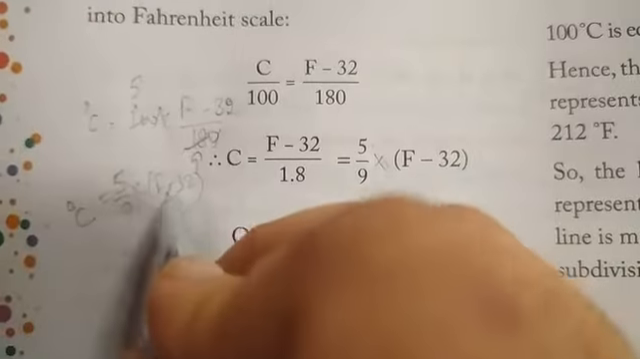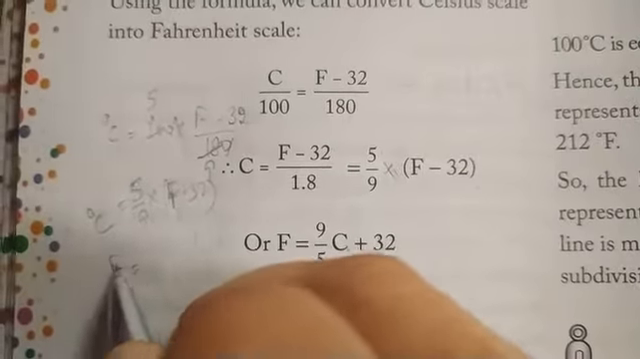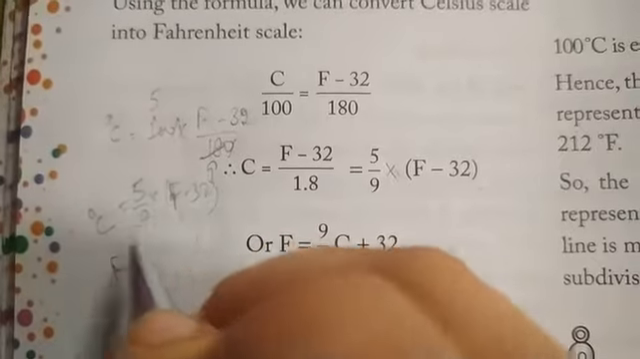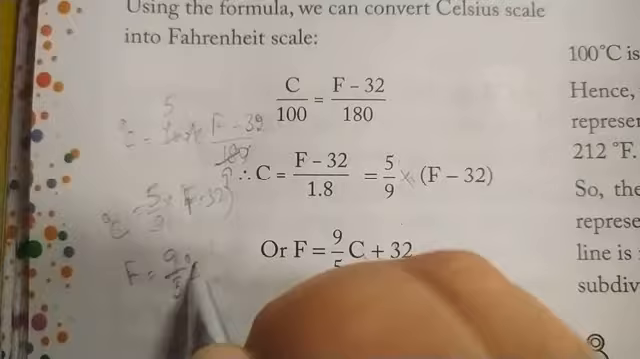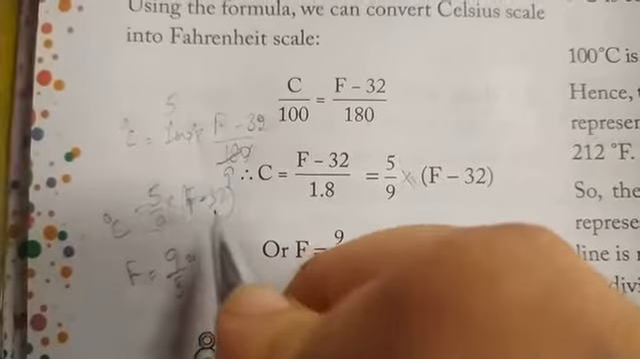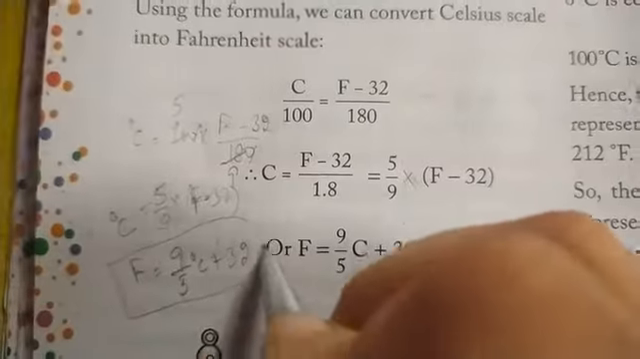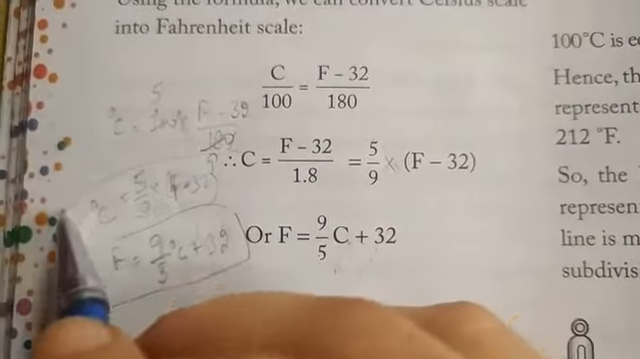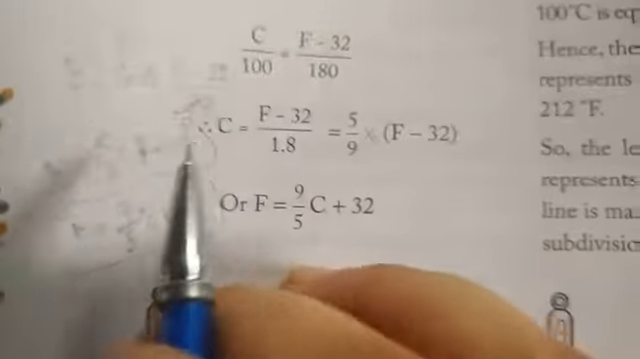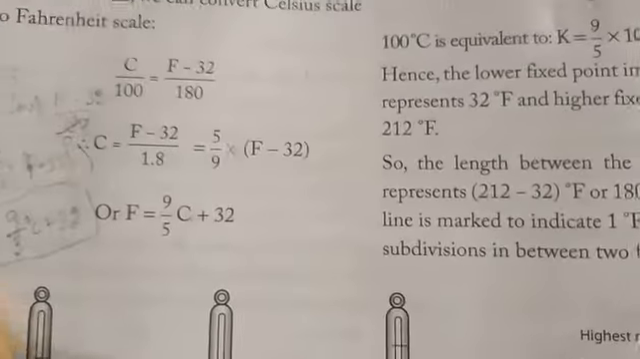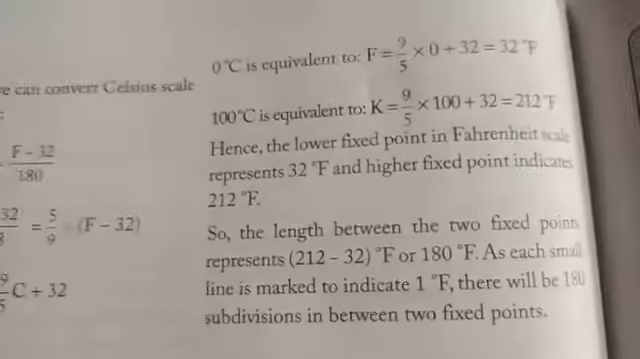And if you want to write it in terms of degrees Fahrenheit, then 9 will be multiplied by degree Celsius and 5 will be divided on that side, so F will be equal to 9 by 5 multiplied by C plus 32. So this is the relationship between degree Fahrenheit and degree Celsius. These are the two relations. We can convert one into another by simply transposing the numbers to the other side of the equality.